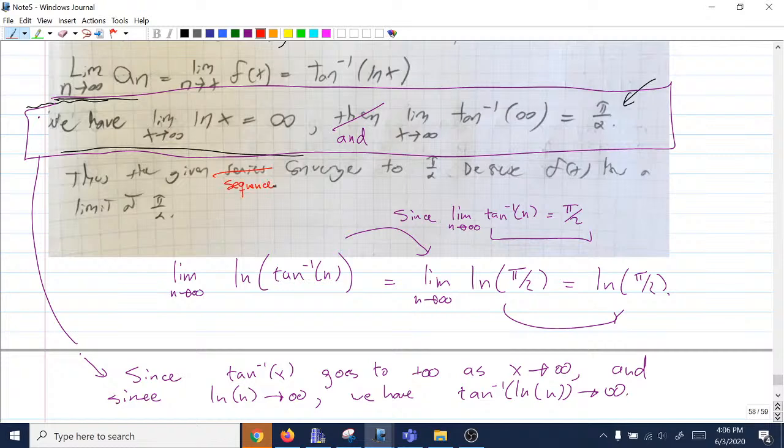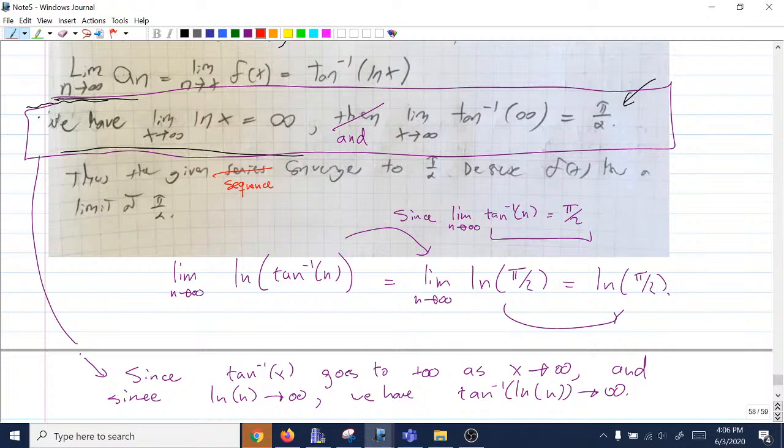A series is when you're adding the terms. A series is a list of terms. We're just asking what does the sequence go to here. You want to be very careful that you're getting those words right. The given sequence converges to pi over 2 because f of x has a limit at pi over 2.